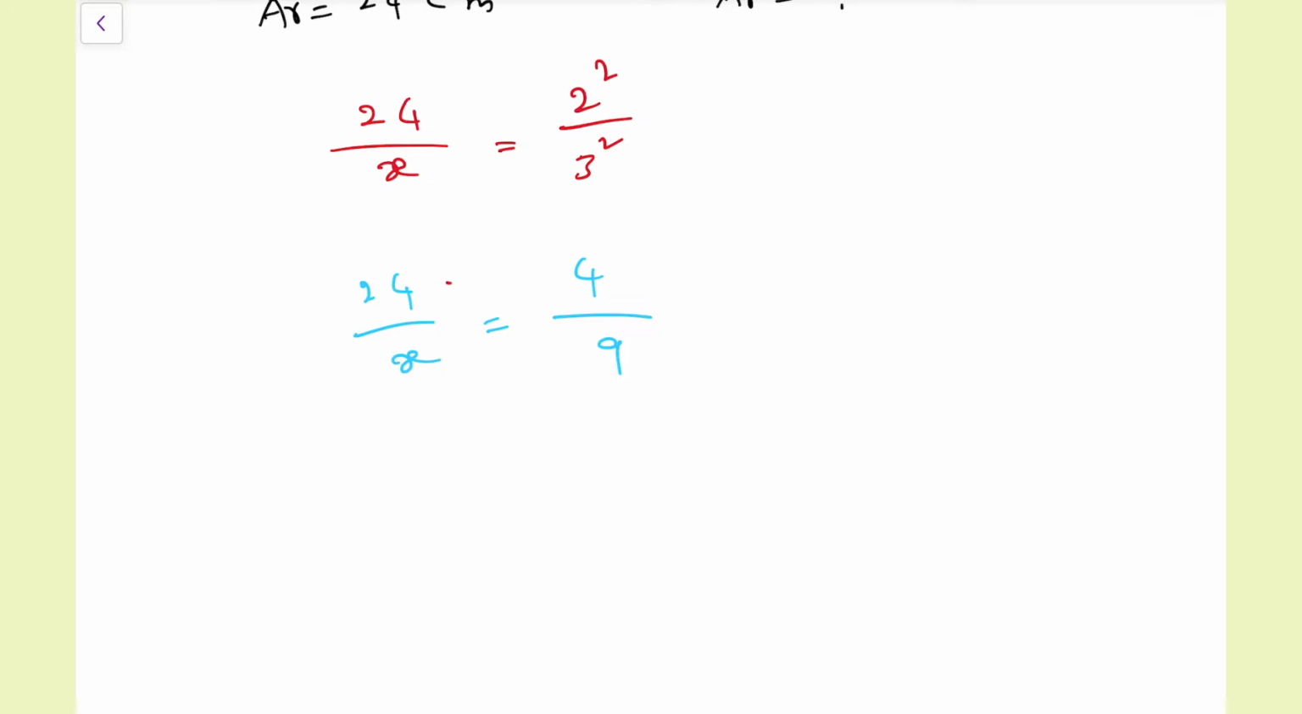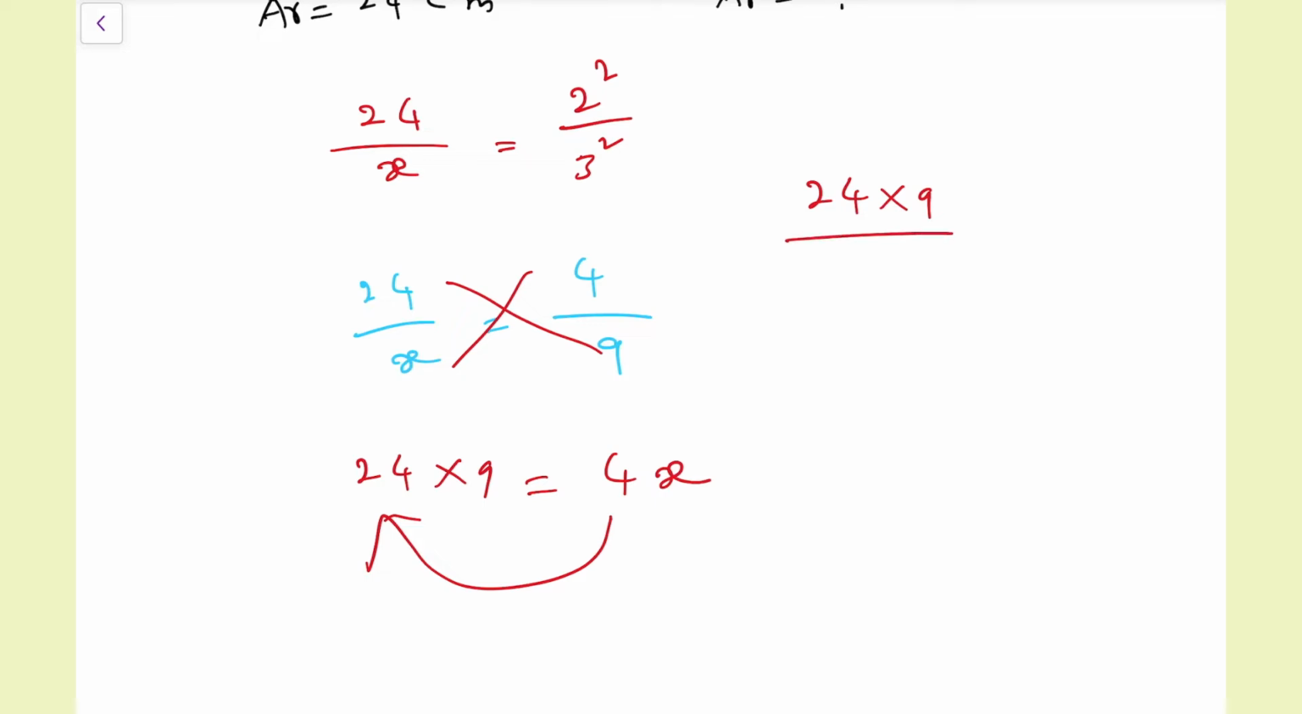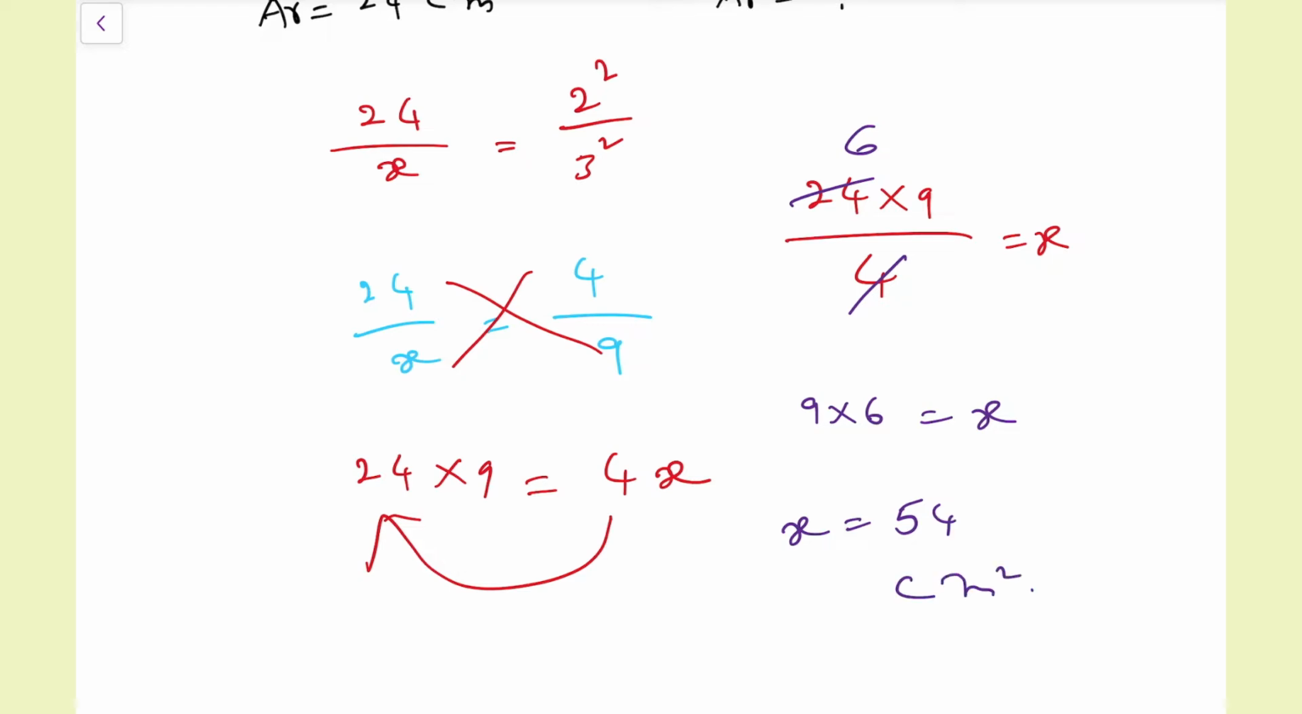Again doing cross multiplication. 24 into 9 equals 4 into x, 4x. Take 4 to the left side. So we get 24 times 9 divided by 4 equals x. 4 sixes are 24. So x value is 9 into 6. 9 sixes are 54. We are finding area, so that will be centimeter square.